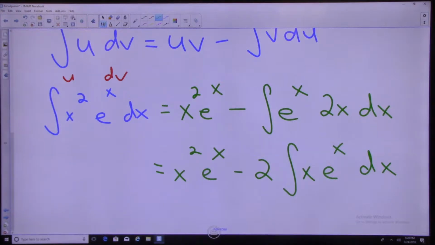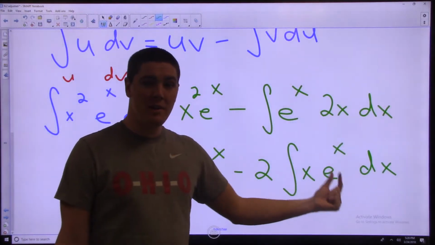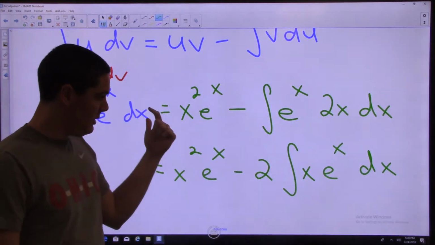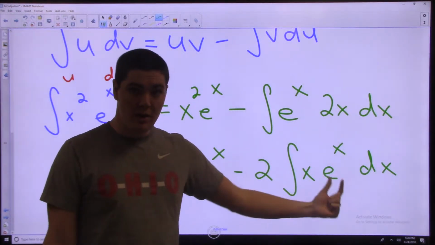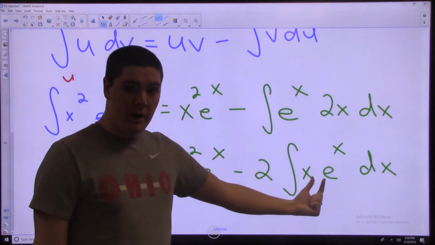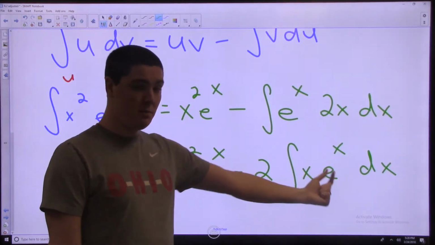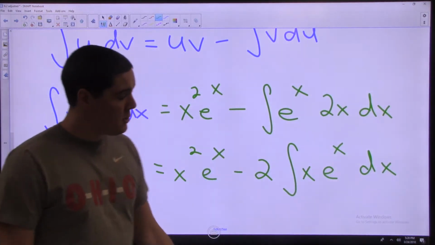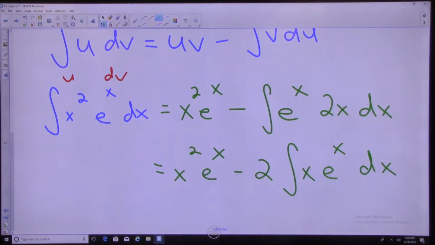So guys, before we integrate this, notice I've got another issue. It looks like we're going to have to do integration by parts again. That's why this one's a little bit longer. We have to do integration by parts again because we've got two things being multiplied. So we've got to try to integrate that thing now.